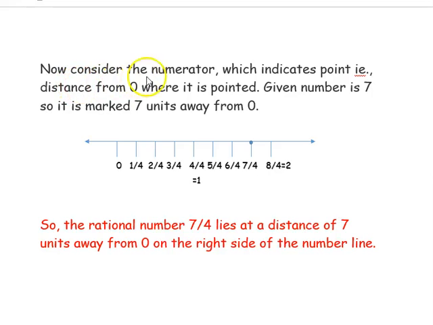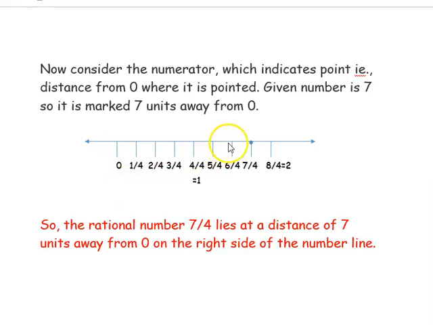Next step, we have to consider the numerator. So you know that the numerator is 7. So the numerator indicates how far the point is situated from 0. So now it's 7, so we are marking from 0, counting 7 points. 1, 2, 3, 4, 5, 6, 7. So this is 7 units away from the 0 line.